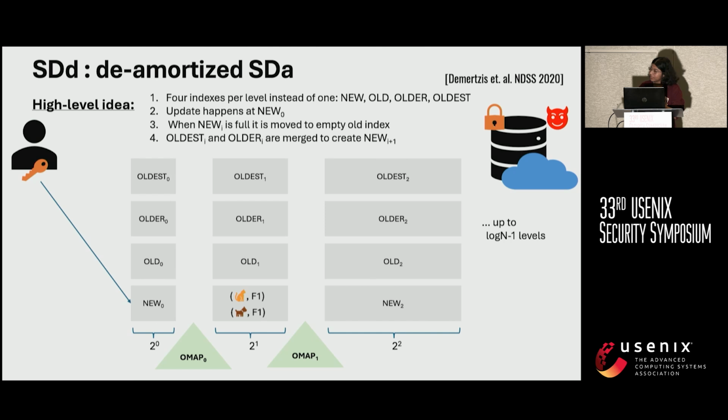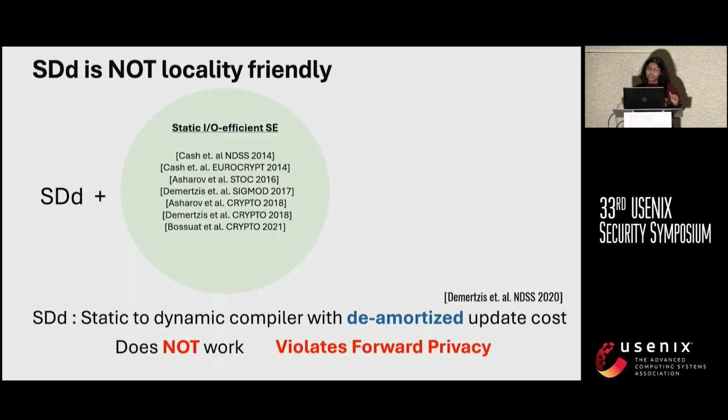In the original SDD, they used oblivious maps or OMAPs to perform these merges. So basically, they store some metadata like keyword frequency to know where to store the entries in the new index. So how does SDD violate forward privacy when it's instantiated with I/O efficient SE schemes?